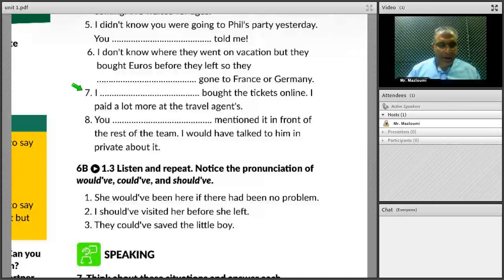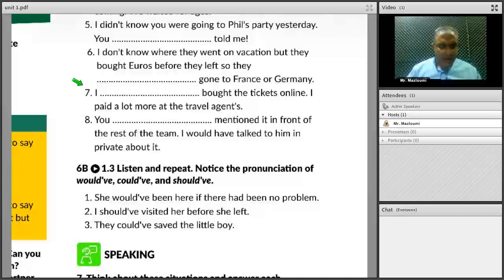Seven. I should have bought the tickets online. I paid a lot more at the travel agency. Did I buy the tickets online? No, I didn't. So what happened? I paid a lot more. The tickets were expensive. So I made a mistake. I regret it. I didn't do it and it was foolish. So I should have bought.